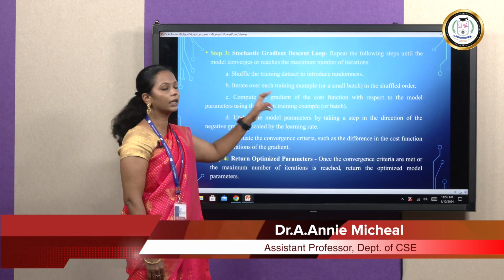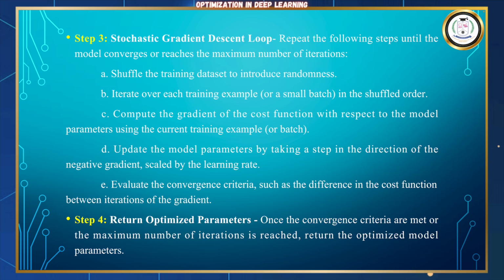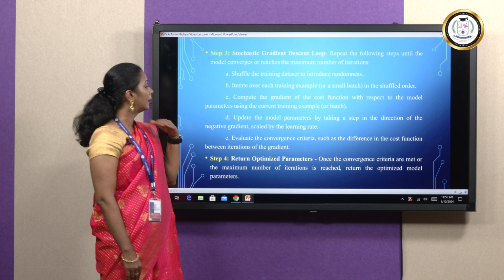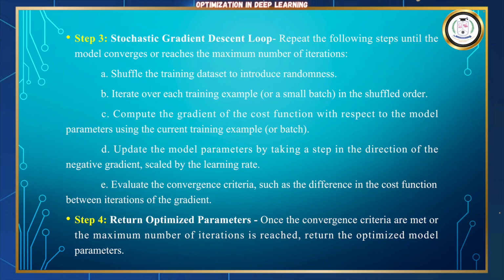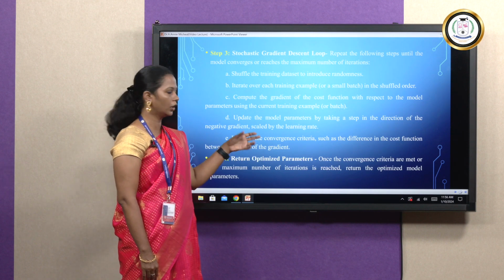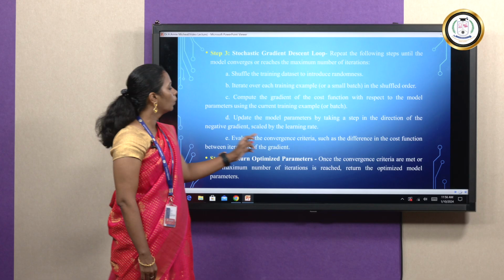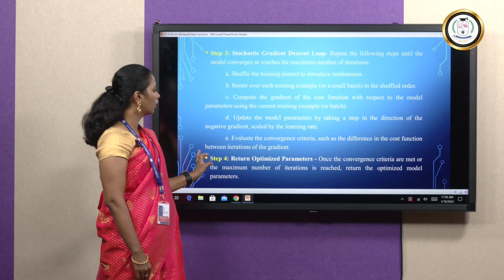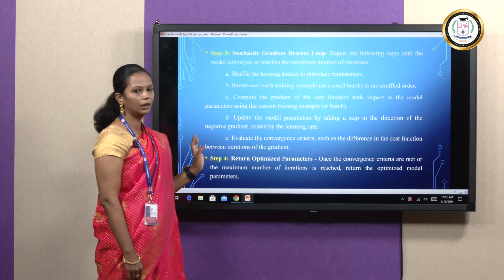Then we are going to compute the gradient of the cost function for the current training example or the current batch. Then we are going to update the model parameters. How are we going to update? By taking a step in the direction of the negative gradient, which is scaled by the learning rate. Then after updating the model parameters, we are going to evaluate the convergence criteria. Convergence criteria is the difference in the cost function between iterations of your gradient. So your last step, it will return the optimized parameters. When will it return? Once your convergence criteria is met or the maximum number of iterations is reached, it will return the optimized model parameters.